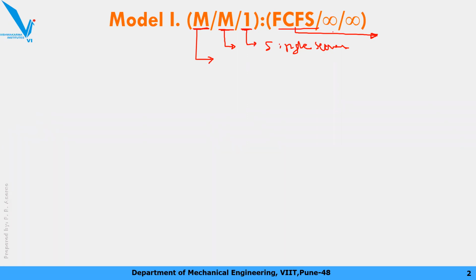Then this infinity is the capacity of the system. So an infinite number of customers are accepted to form a queue. The second infinity symbol, the last one, represents population or source. So from an infinite number of people or population, the customers are going to come into the model. Okay, so this is your model number 1.